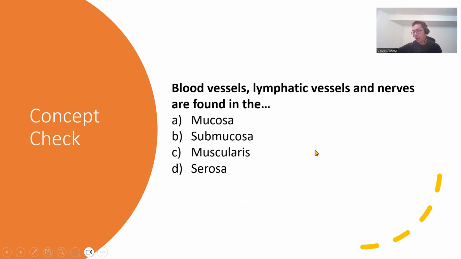Okay, I'm just gonna skip through the polls here. But blood vessels, lymphatic vessels, and nerves, if you have been listening, you probably know it is the submucosa. Submucosa. B.